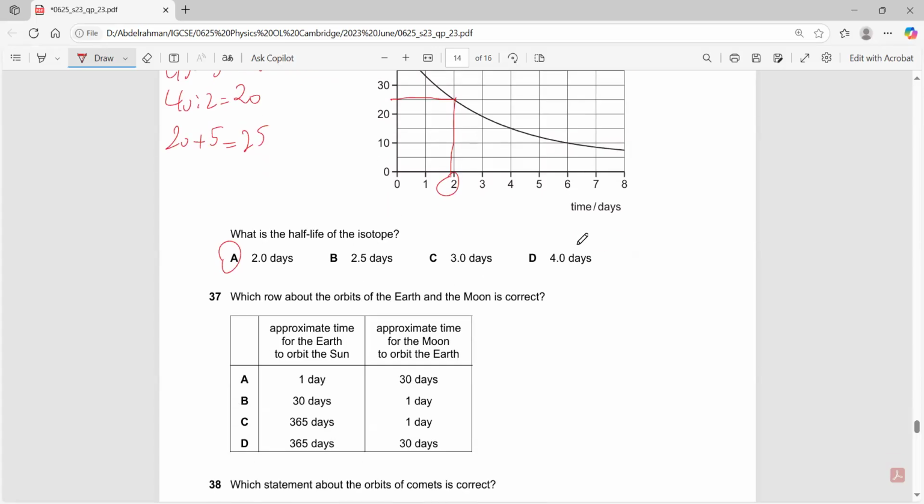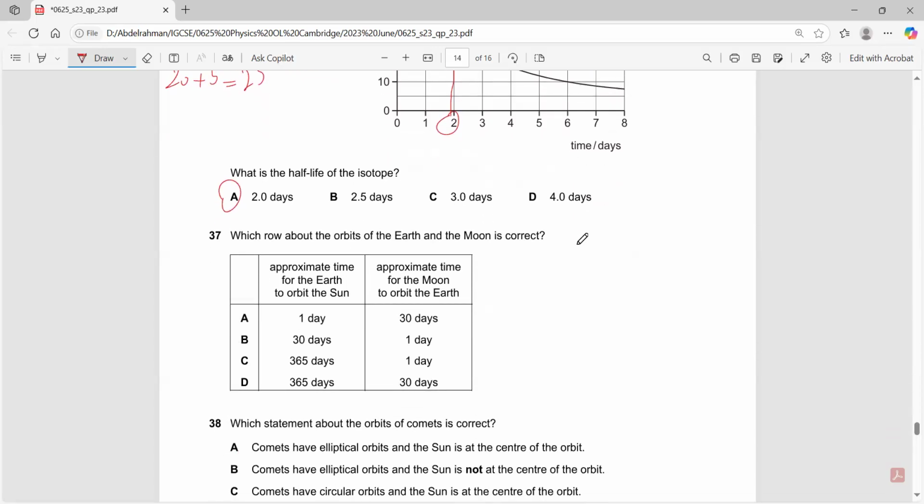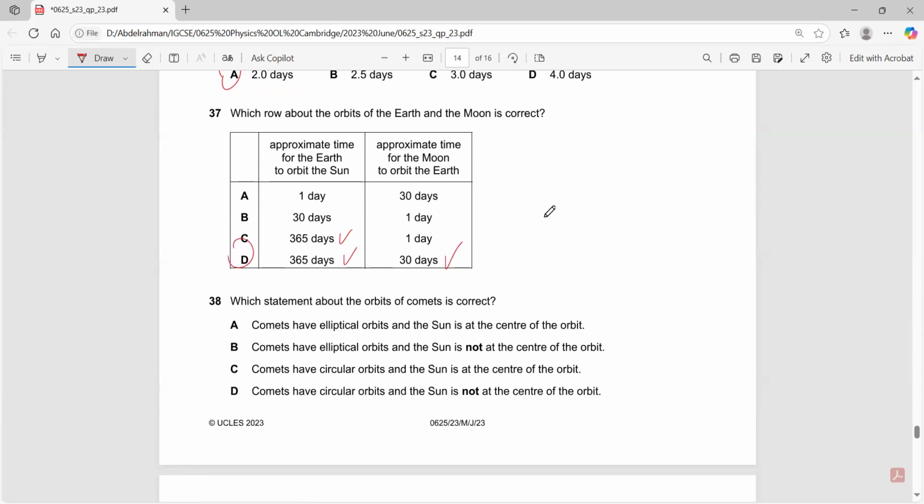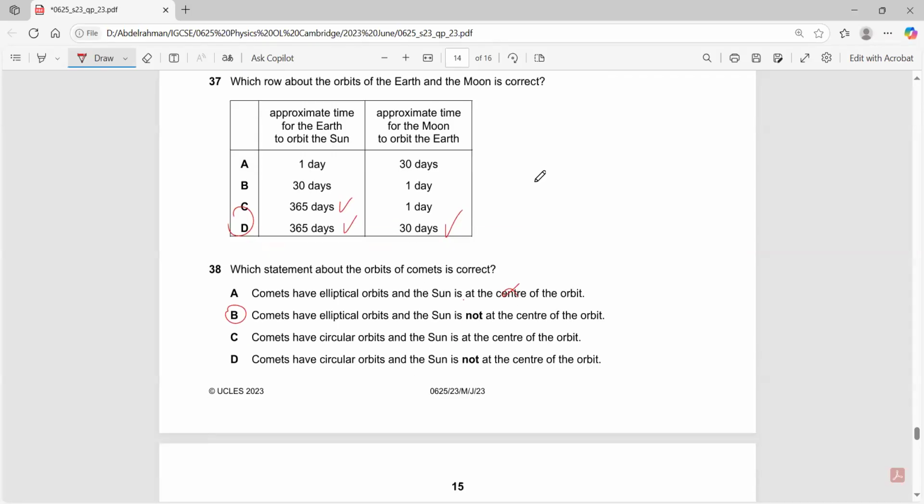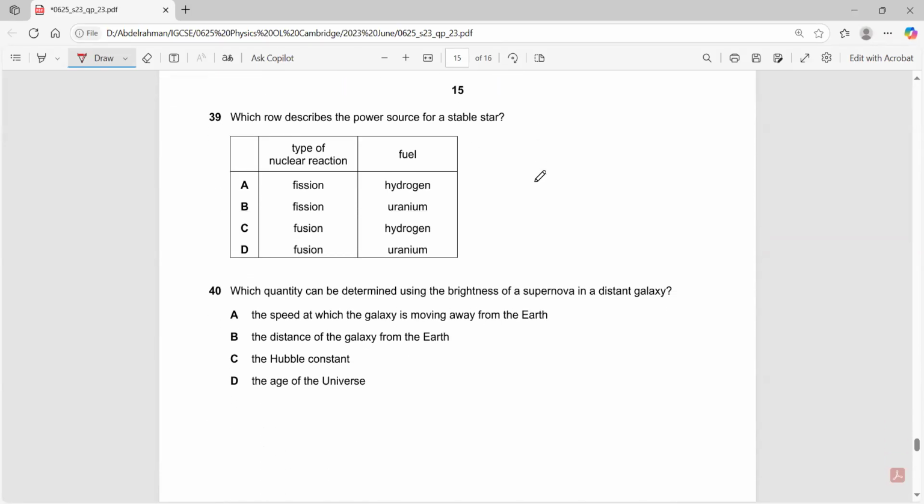Which row about the orbits of the Earth and the Moon is correct? Approximate time for the Earth to orbit the Sun, 365 days. For the Moon to orbit the Earth, 30 days. Okay, that was easy. Which statement about the orbits of the comets is correct? Comets have elliptical orbits. Is the Sun at the center of the orbit? No, it is not. So it is B. They do have elliptical orbits, but the Sun isn't the center.